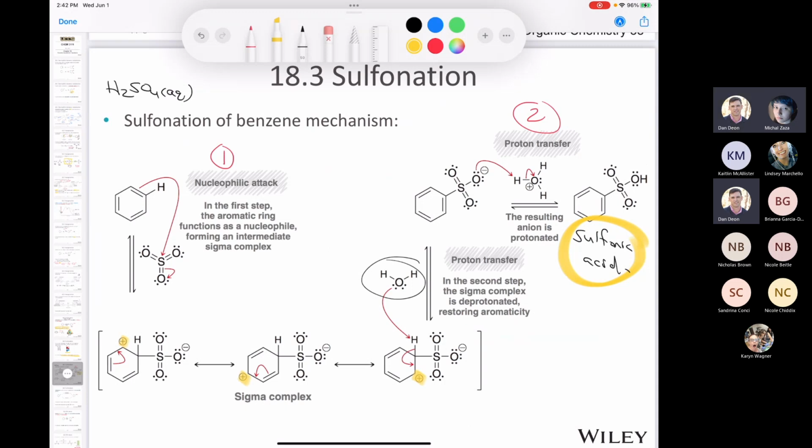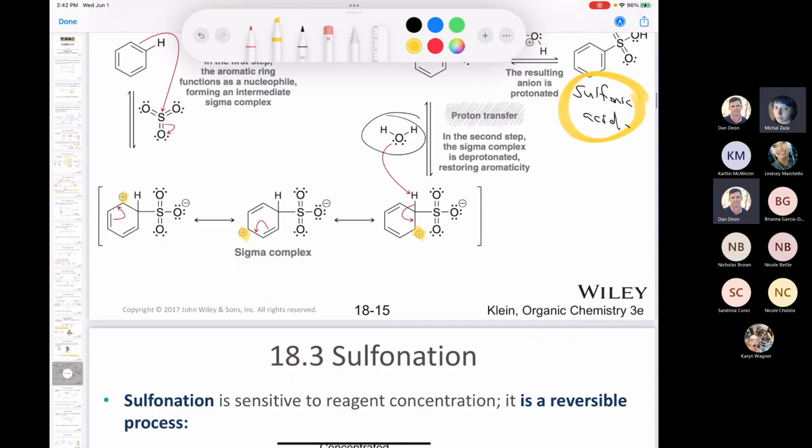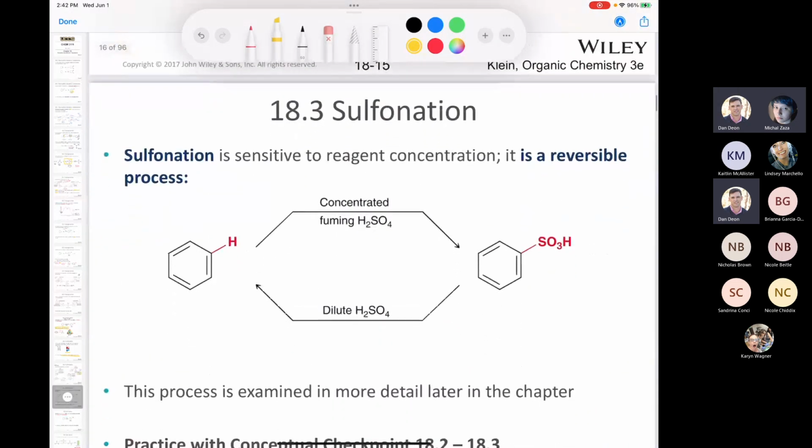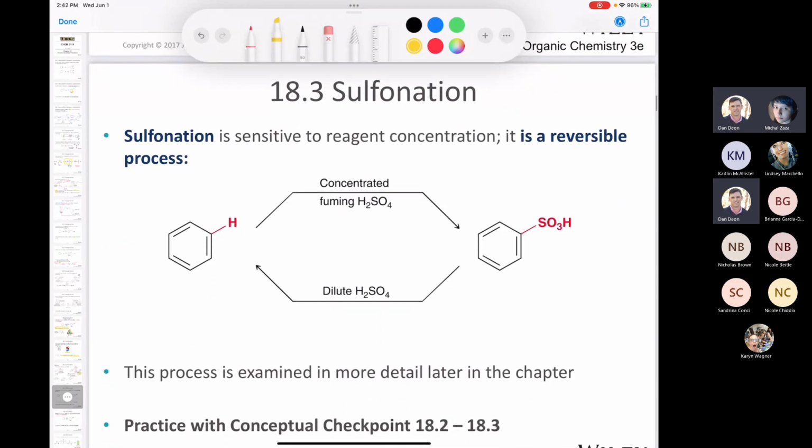So what that brings me to is the next slide, where you need to understand that if you take your aromatic ring, so you take your benzene molecule, and you treat it with fuming sulfuric acid, you make the sulfonic acid, which I told you can be used as a blocking group. And again, we're going to look at that later in the chapter. So that's not for right this moment. So don't stress about it right now.